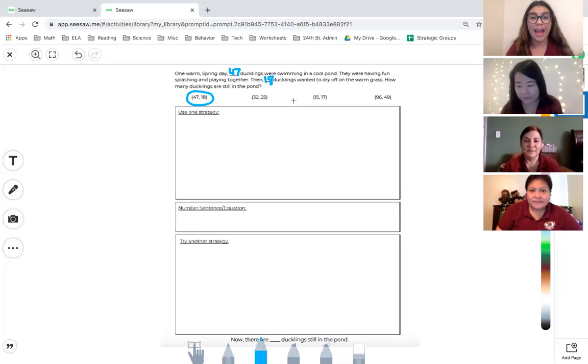So we know at first there were 47 ducklings, right? Playing, splashing, waddling, having fun in the pond. But then 18 left because maybe they were tired, like Miss T said. They were tired, they wanted to warm up, they got maybe bored, so they left. So now we're trying to figure out what do we need to solve?